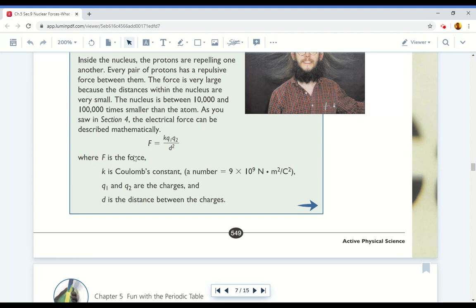F = k Q1 Q2 / d squared, where F is the force, k is Coulomb's constant, a number equal to 9 times 10 to the ninth power newton meters squared divided by coulombs squared. Q1 and Q2 are the charges, and d is the distance between the charges.